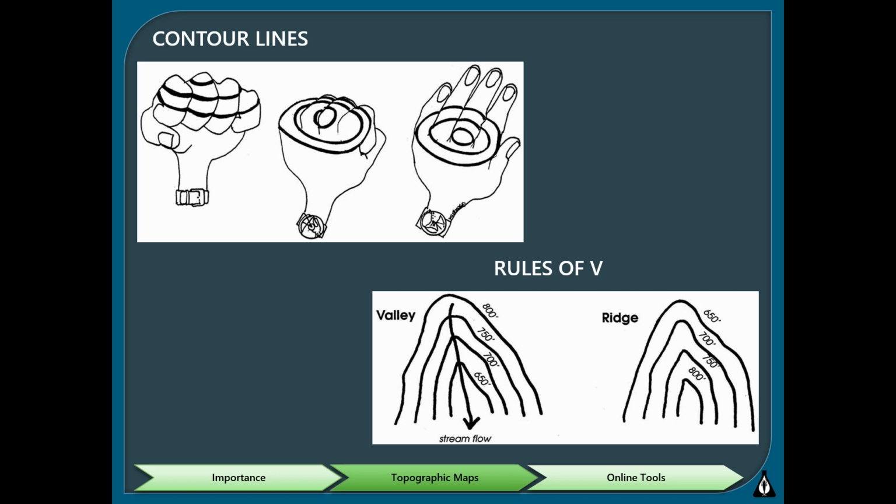There's also something called the rules of V that represent valleys and ridges. For valleys, the tip of the V is going to be pointing upstream, opposite the direction of flow. Whereas for a ridge, where the top of the ridge is an enclosed, irregular oval, the V is going to be pointing downhill from the ridge.